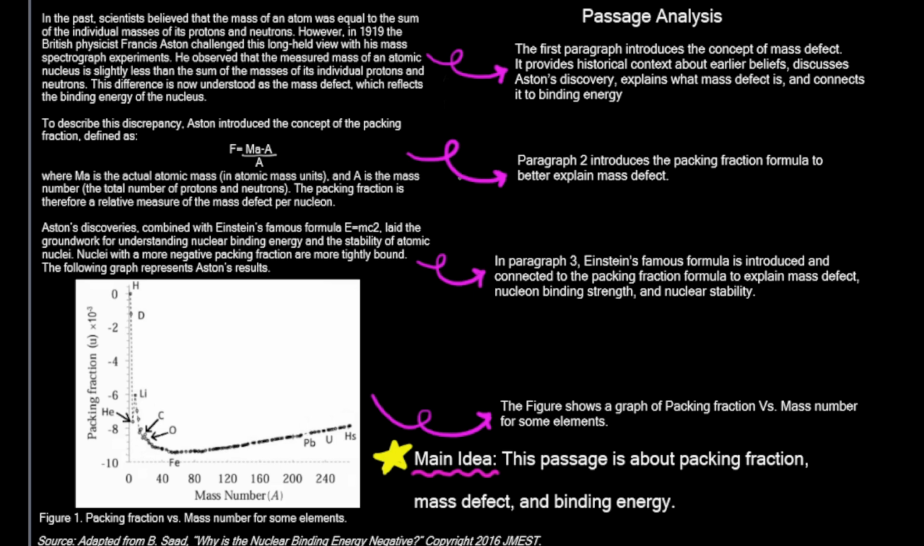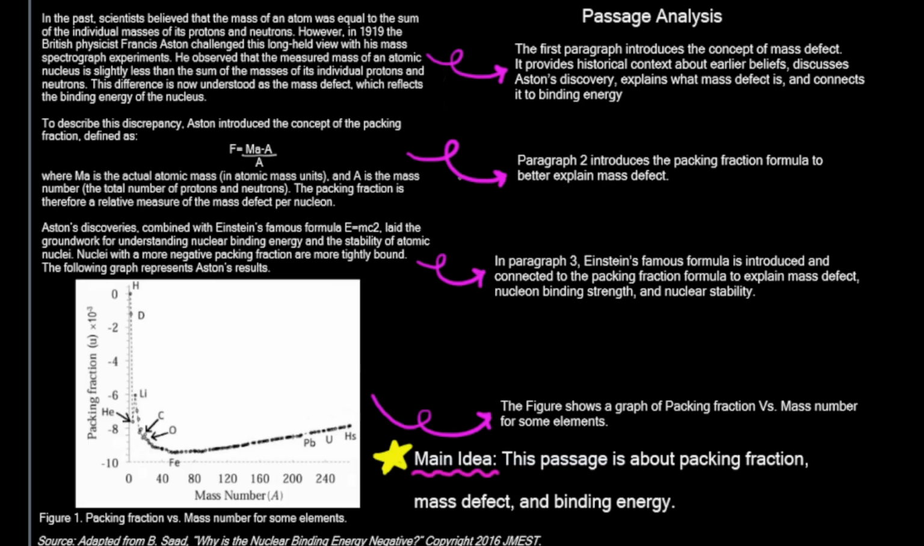So, this first paragraph introduces the concept of mass defect. It provides historical context about earlier beliefs. It discusses Aston's discovery, explains what mass defect is, and it connects mass defect to binding energy.